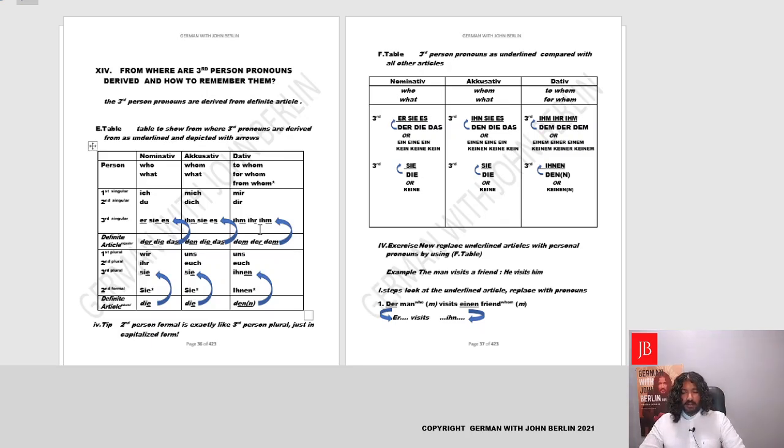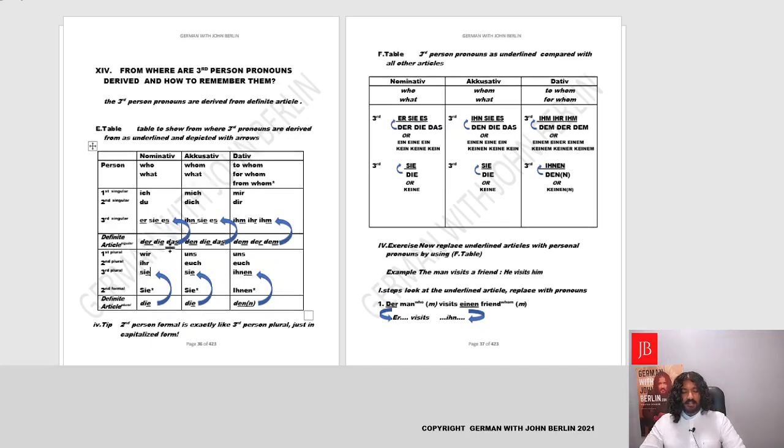Like we did in our first grammar table, the personal pronouns, we saw that they are distributed according to the first, second, third person, singular, plural. So today we'll be looking at just the third person pronouns in singular, that is er, sie, es, ihn, sie, es, ihr, mir, ihm, as well as third person pronouns plural, sie, sie, ihnen. And we'll try to find out where they are derived from and how to remember them.